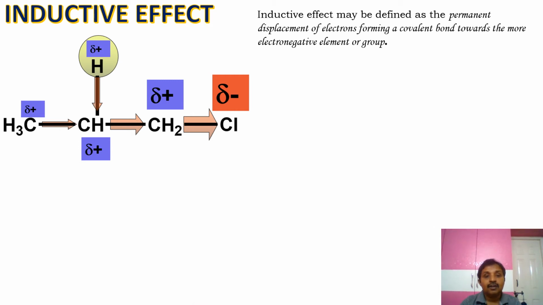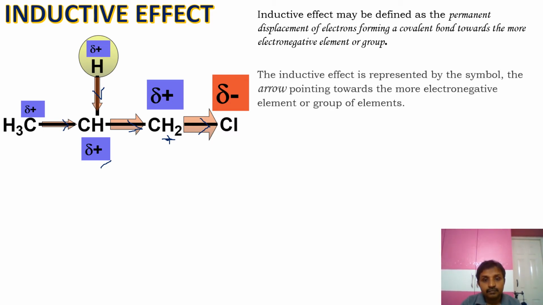Here the electrons are moved from here, and this carbon is getting a partial positive charge. This positive charge is partially neutralized by the next carbon-carbon bond, and the next positive charge is neutralized by the hydrogen atom and the next carbon atom. This is a very important topic you have to understand in order to understand organic chemistry.